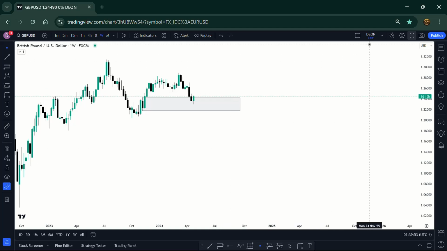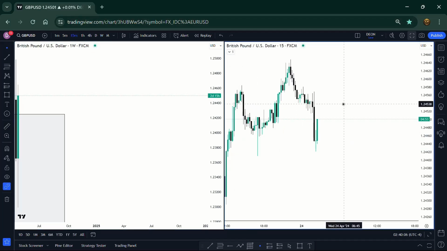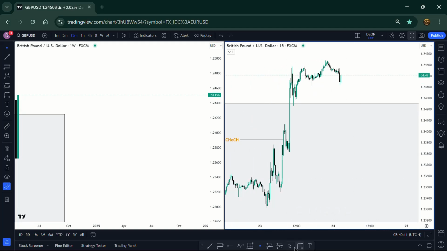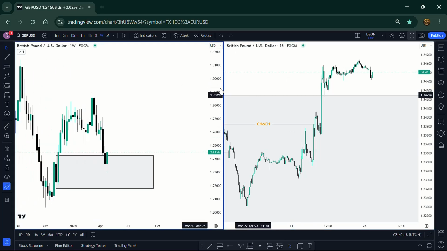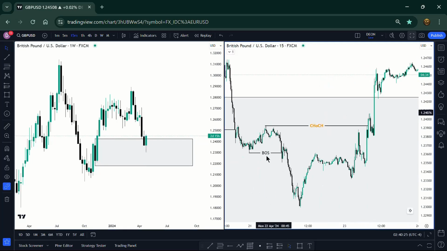Let me do this. On this side we can put the 15-minute chart. So this is how multiple time frame analysis works. On this side you have the weekly chart, and this is the 15-minute chart, and the 15-minute chart is your analysis time frame.